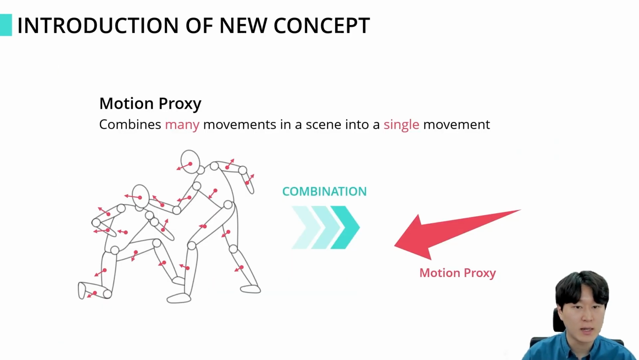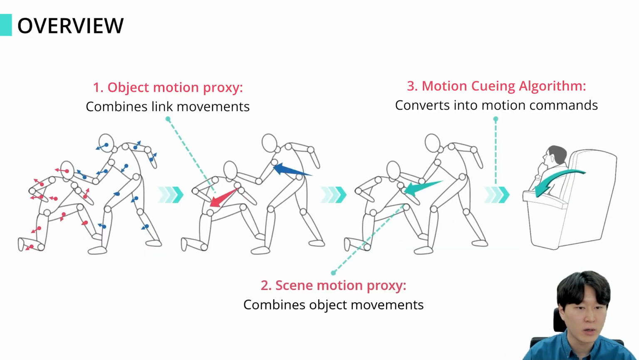To express a high degrees of freedom motion with 3 degrees of freedom motion, we introduce the concept of motion proxy. A motion proxy combines many motions in the scene into a single movement of a motion chair. Our algorithm generates the motion command in 3 steps.